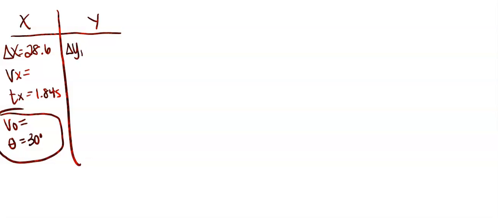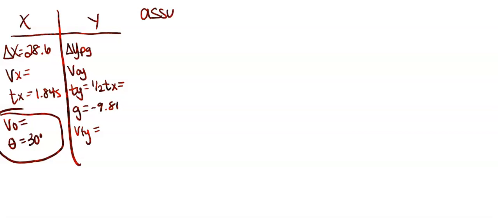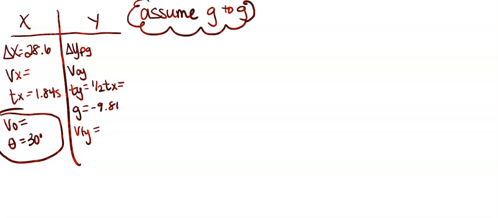So as far as y's go, we have a delta y peak to ground, we have a v initial y, we're assuming time y, and we're going to assume this is ground to ground, so that means that our y time is half of our x, our gravity is negative 9.81, and then we're going to have a v final in the y direction. So we are assuming, like I said, ground to ground, so that means that all of the things on the y side are going to be relatively easy to find, and then we can use that information if we need it. So we're trying to find the overall initial velocity.